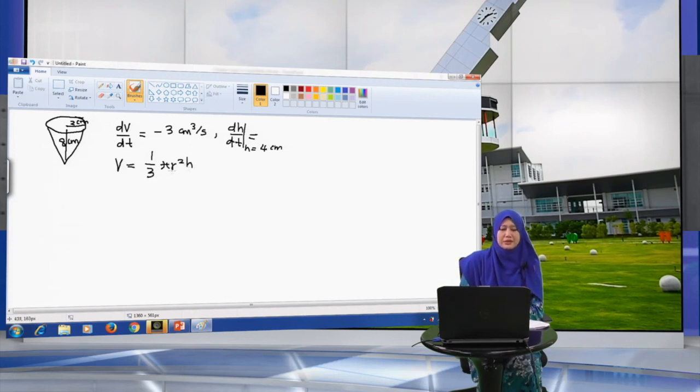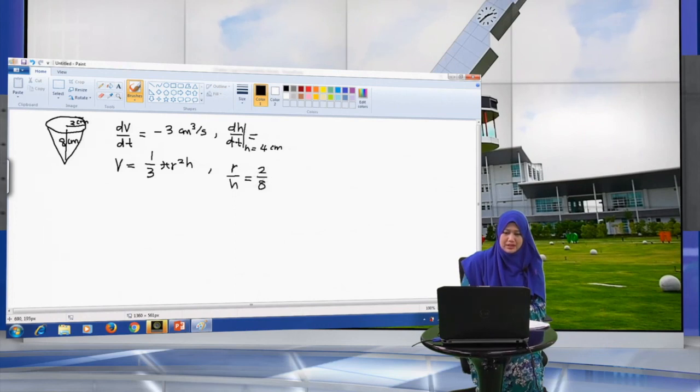Now we have two variables here, r and h. We have to find what r is. r is not a constant. It is determined by this ratio: r over h equals 2 over 8, since r is given as 2 and h is given as 8. So the relation here is r equals h over 4.